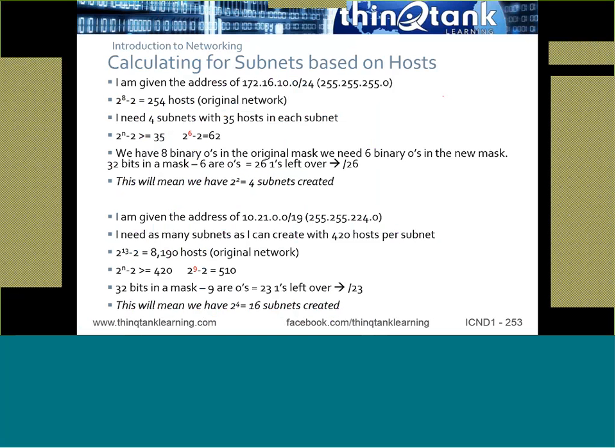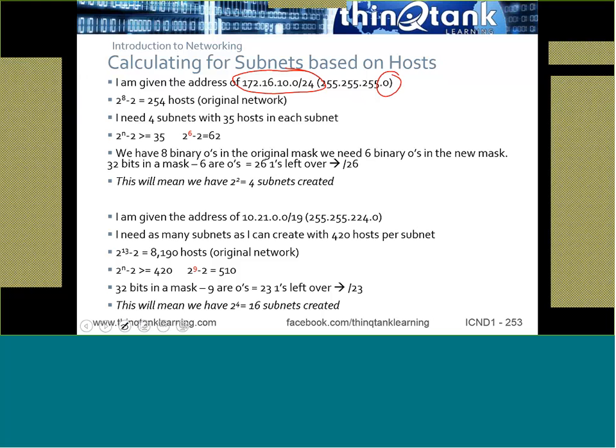I'm given an address of 172.16.10.0/24. That's already a subnet again, but it doesn't matter. How many zeros do I have in my original subnet? I have 8 zeros. We're not talking about decimal zeros. We're talking about binary zeros. And by the way, this formula works for IPv6 as well. But in IPv6, we don't subtract 2. We only subtract 1. Why? Because there's no broadcasting in IPv6. You see what I'm saying?